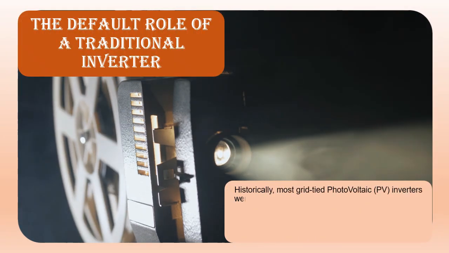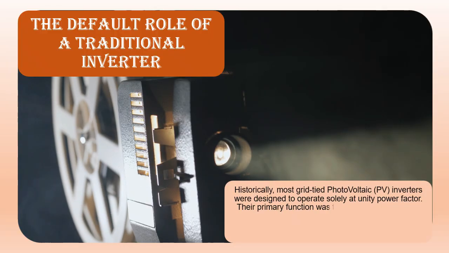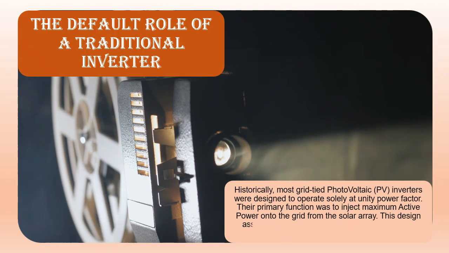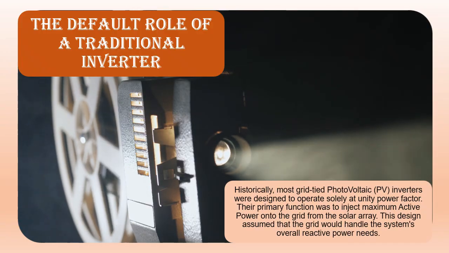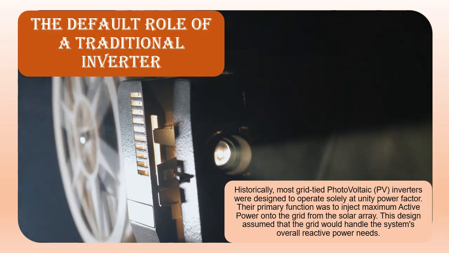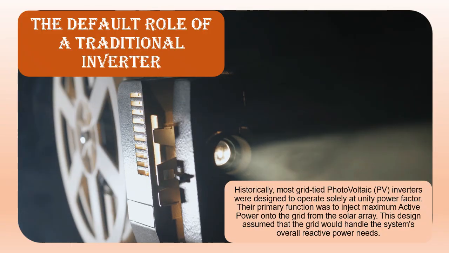The default role of a traditional inverter. Historically, most grid-tied photovoltaic (PV) inverters were designed to operate solely at unity power factor. Their primary function was to inject maximum active power onto the grid from the solar array. This design assumed that the grid would handle the system's overall reactive power needs.